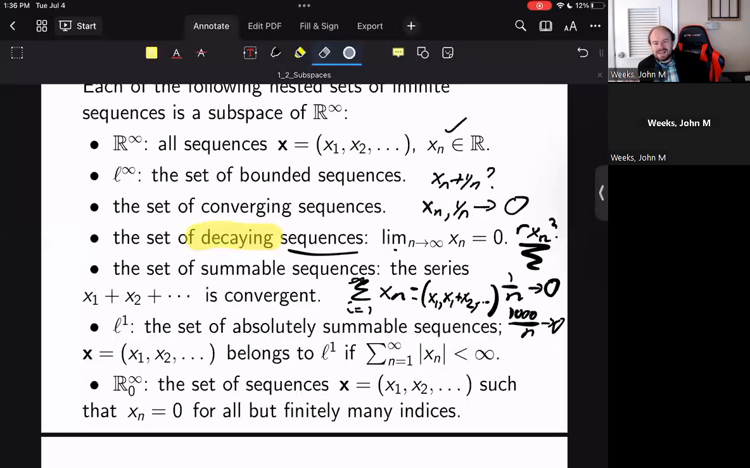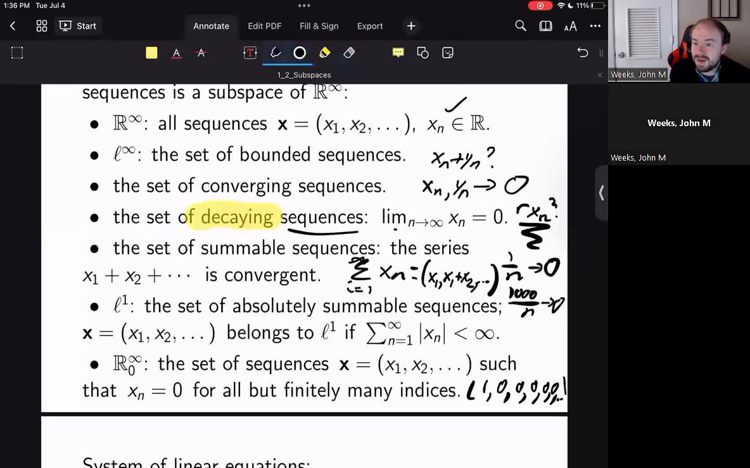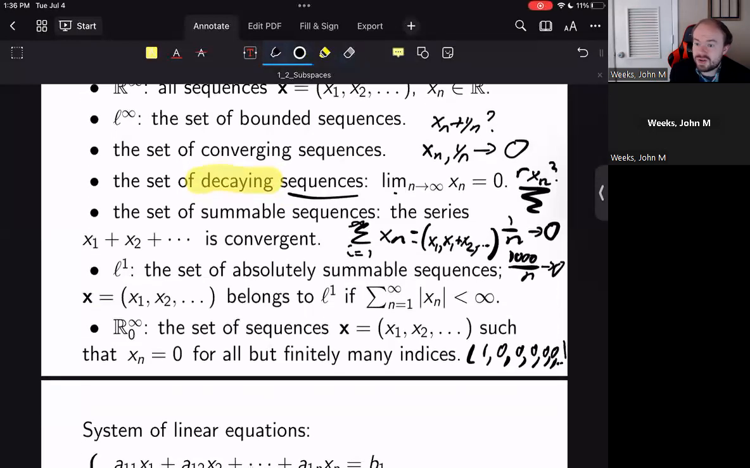What we're saying here is that we're looking at the set of sequences, which are infinite, such that for all but finitely many indices, it's pretty much a zero. Basically, the idea is that there's only a finite subset of the sequence that has non-zero entries. So for example, 1, 0, 0, 0, 0, 0, and so on, just zeros at the end, with a 1 at the beginning, that would be in R0 infinity.